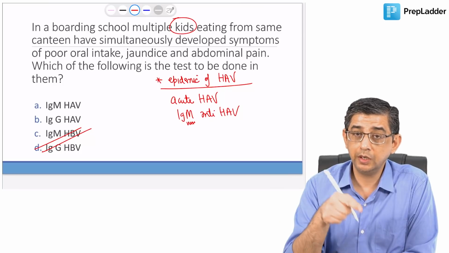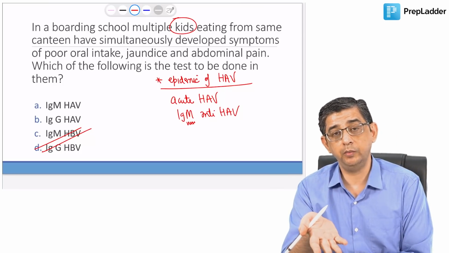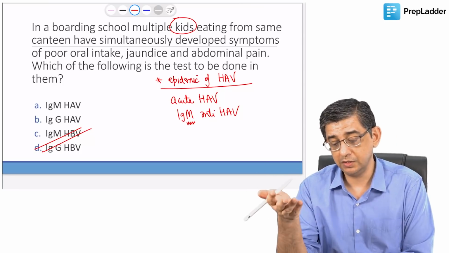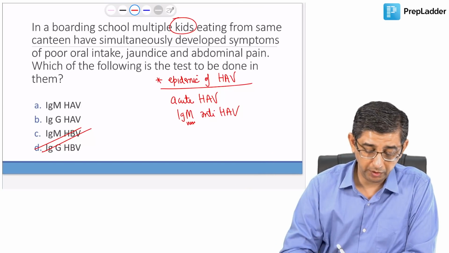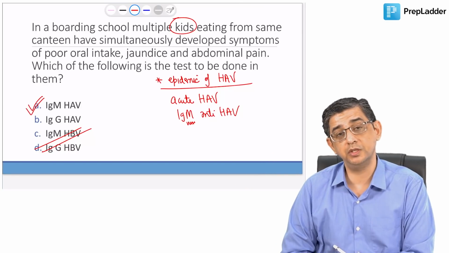infection, how do you diagnose? Either a PCR or IgM class of antibody to the offending antigen. If that IgM class of antibody is present, cool. That would be the diagnosis for our case. The answer to this question is option number A.